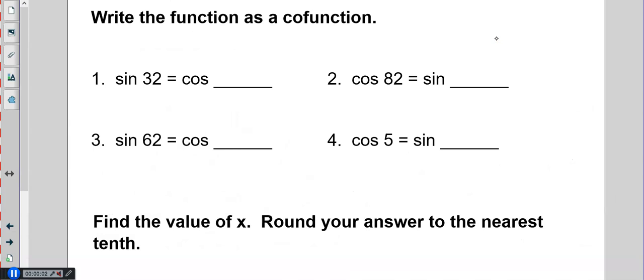Okay, and the last thing to add, which is some of the simplest stuff to do for the review, is cofunctions. Cofunctions are very easy, they're complementary, okay? So basically all you're doing for this is 90 minus the number you're given. It's that simple. Notice there's no tangent, it's just a relationship between sine and cosine. So you're going to do 90 minus 32, which is 58. So the sine of 32 is the same as cosine of 58.